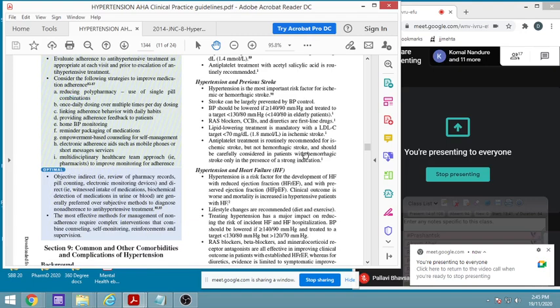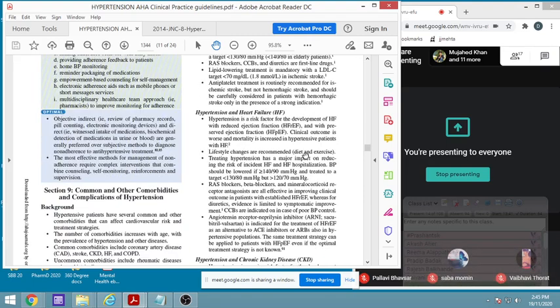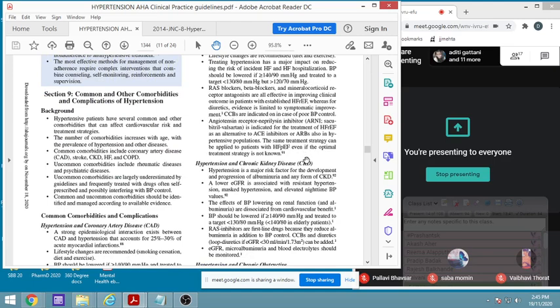Common comorbidities and complications of hypertension, we have seen earlier also. There are many simultaneously. It can be coronary artery disease, stroke, kidney disease, heart failure, and also COPD, that is, respiratory problems. In those conditions, what kind of drugs you will use is very important, because we have to choose the drugs accordingly, and the guidelines will suggest what to use.